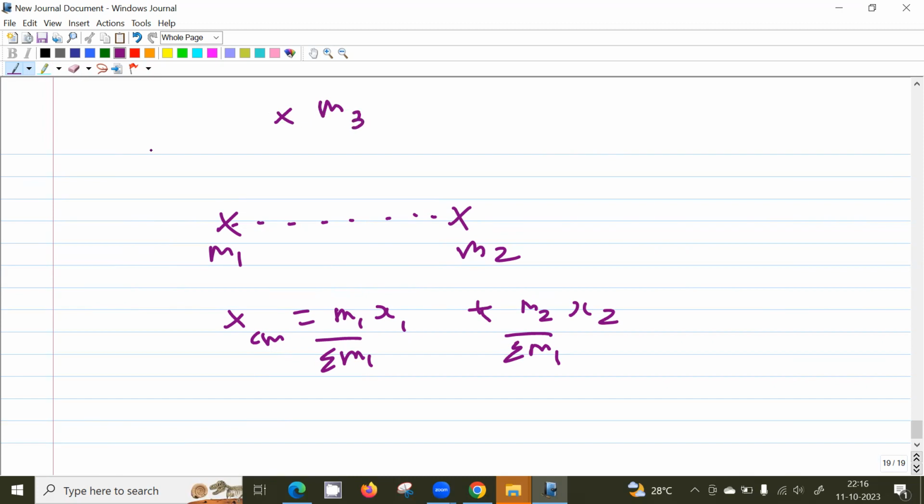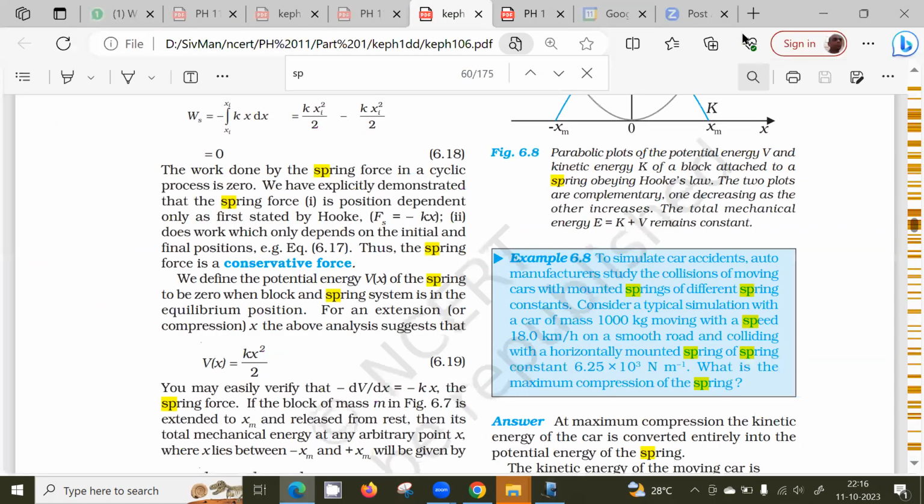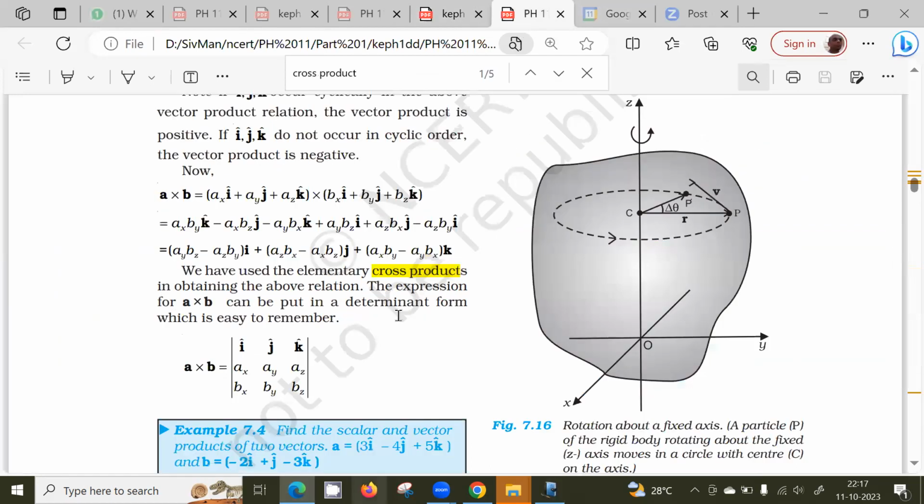Okay, so there can be more than two masses. It can be m3 and m4 and m5. So the center of mass of this combination of five will be x1 plus x2 plus x3, x4 plus x5, with the corresponding weightage. The weightage will be m3 divided by the total mass, which is m1 plus m2 plus m3 plus m4 plus m5. So the weightage here is m4 by the total mass. This weightage is m5 by the total mass. So that's what they have given in the book, center of mass.